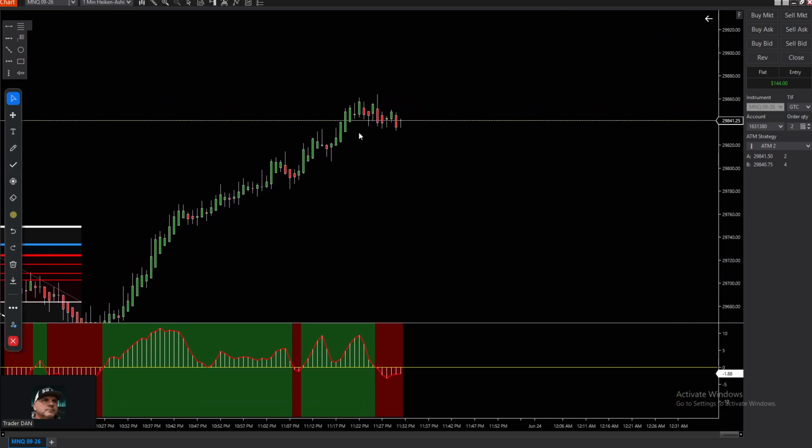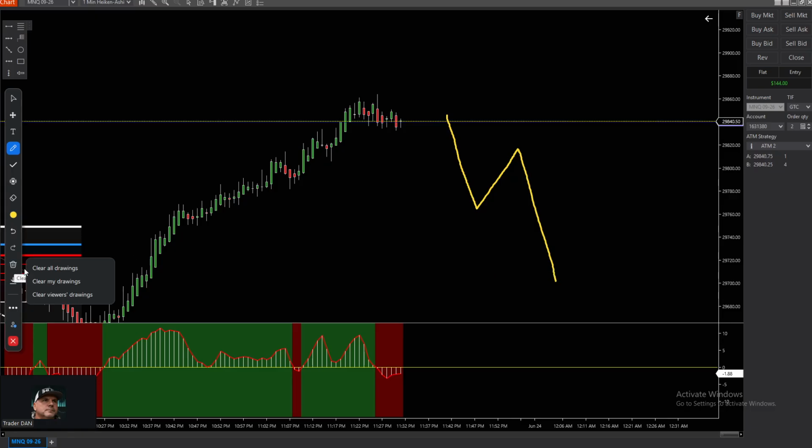Now look at this, right? This just hit a sell side. You got a double top here, sell side. I'm not looking for a short here, right? This just made a big move up. I need to make a lower low, lower high.